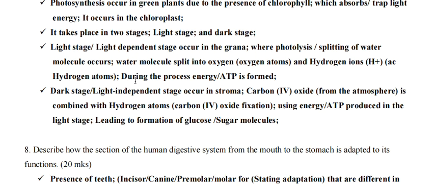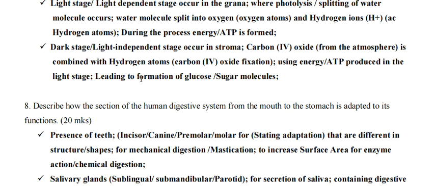Then during the dark stage or light independent stage, because it can occur in the darkness or during light, because it is independent of light, it occurs in stroma. Carbon dioxide is combined with hydrogen atoms, and this is what we call carbon dioxide fixation, using energy produced in the light stage, leading to formation of glucose or the sugar molecules. Part 8, describe how section of the human digestive system from mouth to the stomach is adapted to its function.